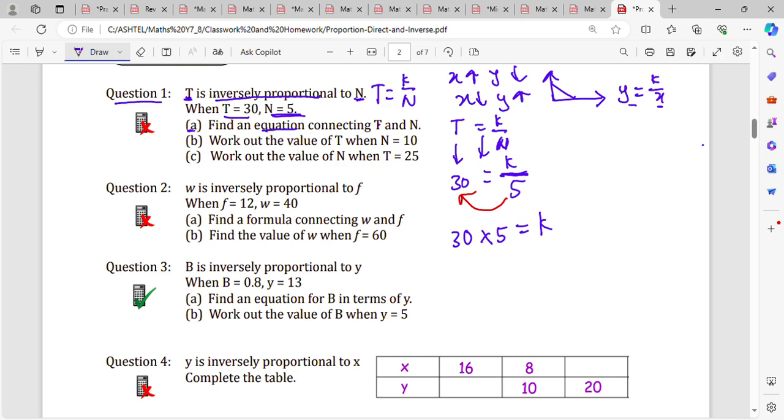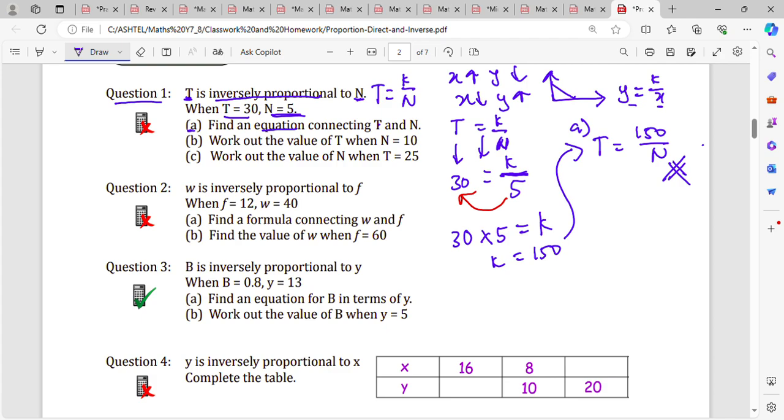Then just flip it. 30 times 5, you will get an answer of 150. So that means k equals 150. So you just rewrite your whole equation again. You will get t equals 150 over n. So that is your answer for question A.